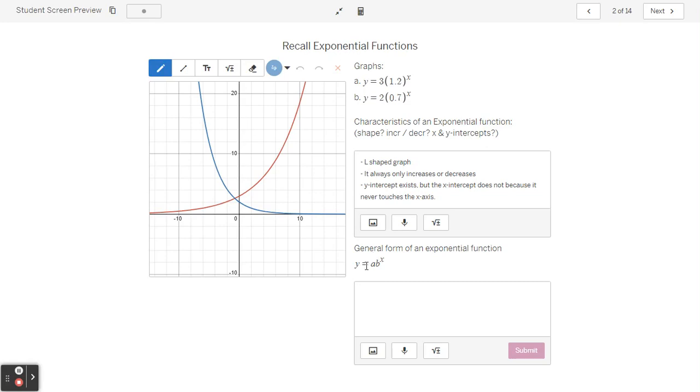About exponential functions, the general form is y is equal to ab^x. Now you'll remember from exponent rules that a is separate from the b to the power x. Because a and b are not together in a bracket, the a is a coefficient. And then b to the power of x is a power.